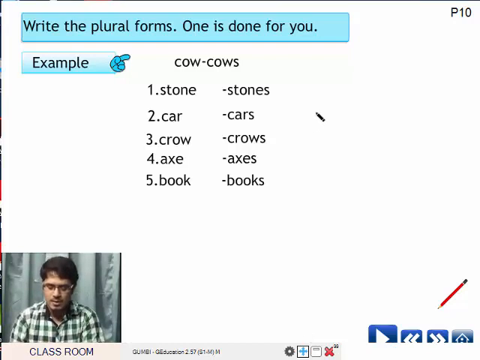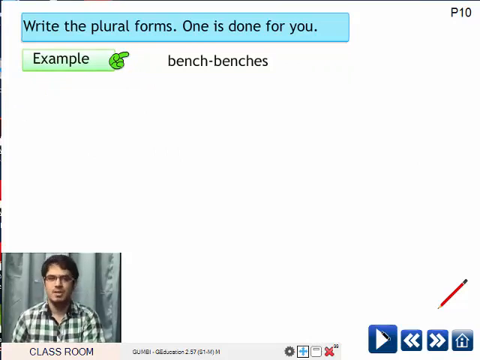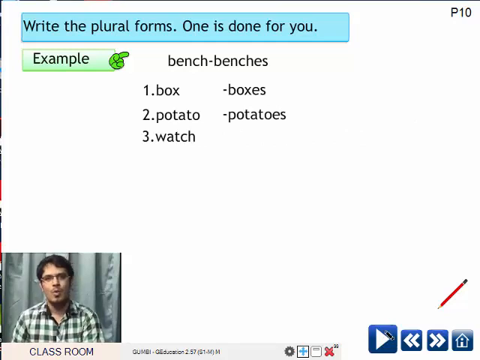Plural of mother-in-law is mothers-in-law. So it is not mother-in-laws, it is mothers-in-law. Son-in-law, sons-in-law. Next, bench, benches. Box, boxes. Potato, potatoes. Watch, watches. Match, matches. Next, glass, glasses.